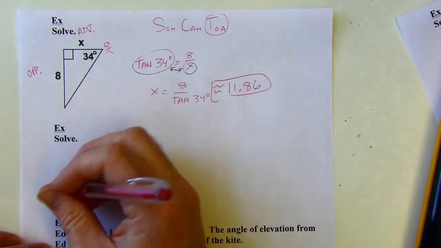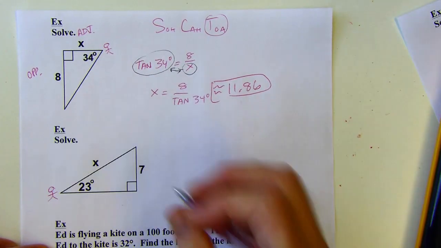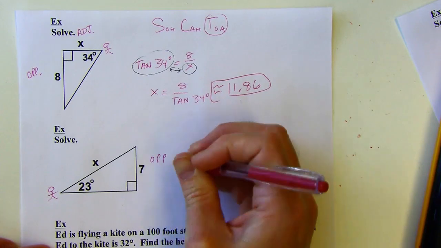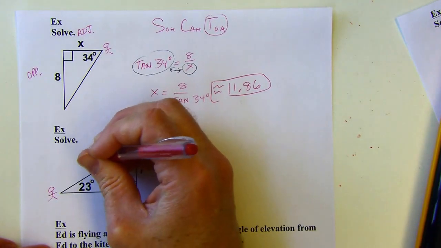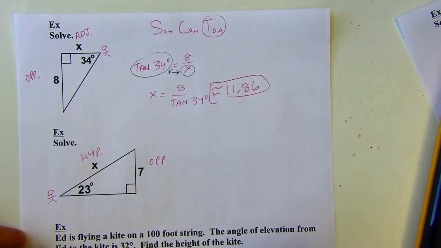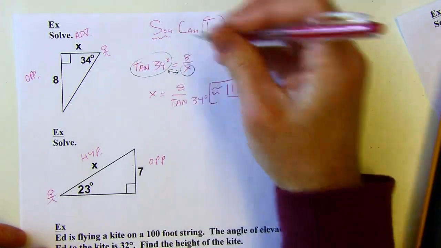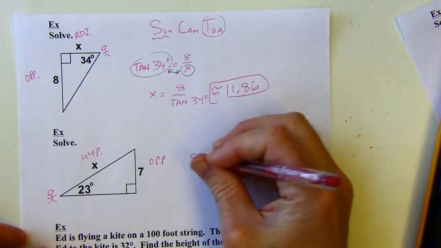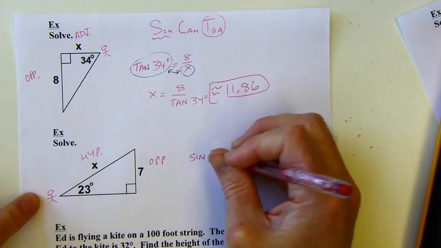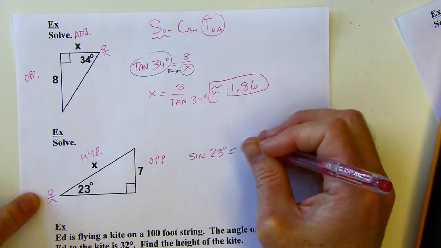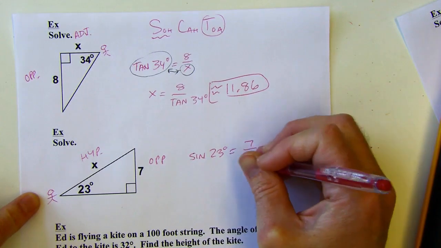So on this one, we want to be down here. Okay, this is opposite. This would be the hypotenuse. So I'm using the opposite and the hypotenuse. So looking back up here at SOHCAHTOA, opposite and hypotenuse, that would have to be sine. So I'm at the 23-degree angle. Opposite is 7. Hypotenuse is x.